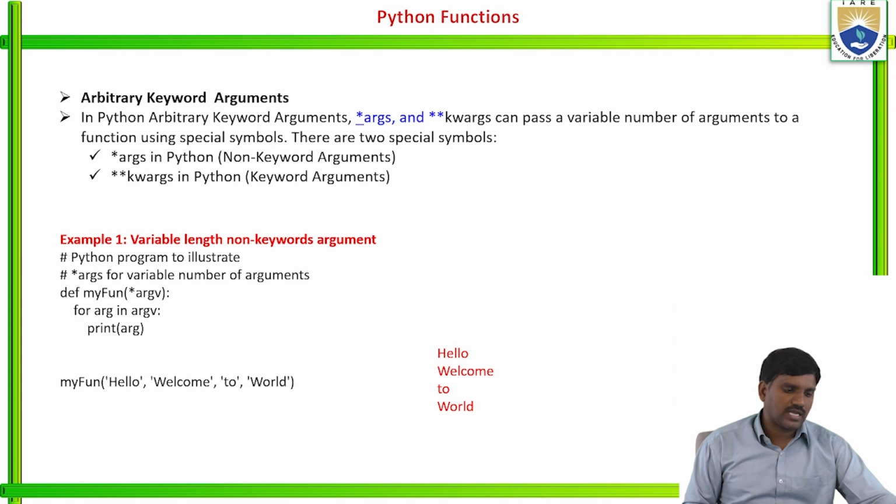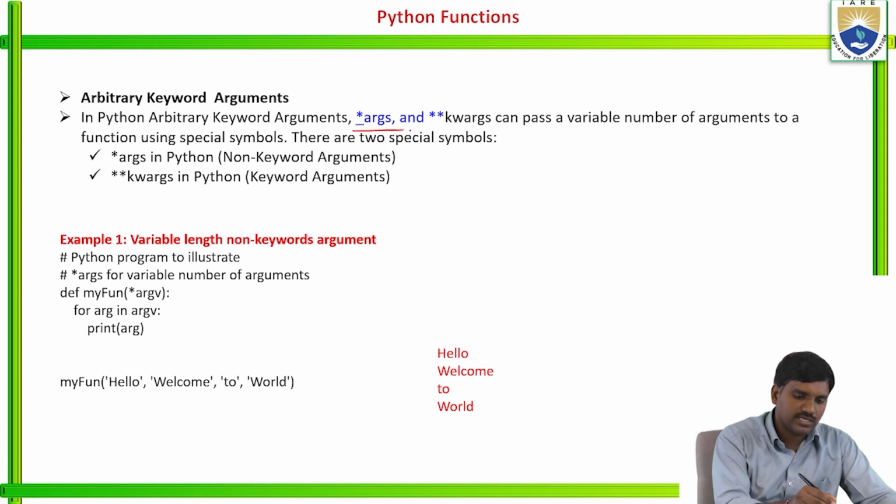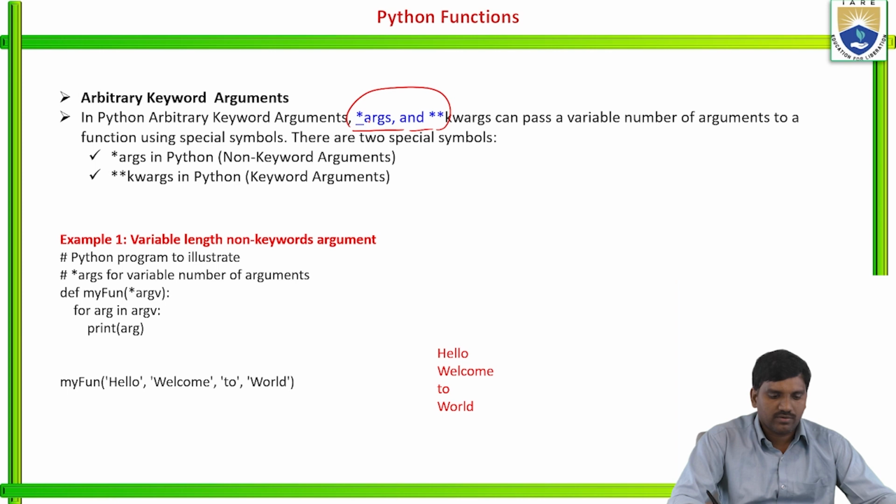Next, the last one, arbitrary keyword arguments. So in Python, arbitrary keyword arguments are *args and **kwargs. These two are special symbols that can pass a variable number of arguments to a function. *args in Python is the non-keyword argument. **kwargs in Python is the keyword argument.